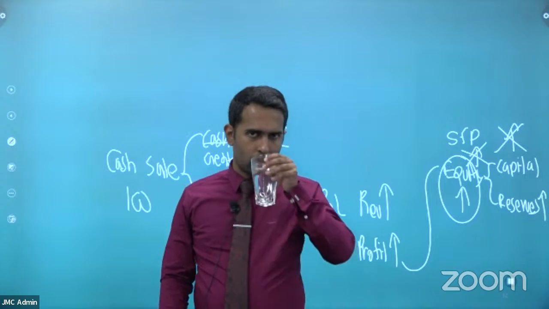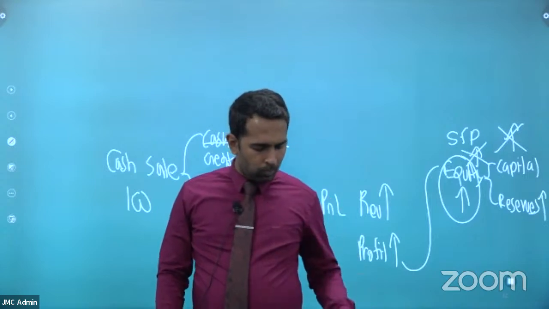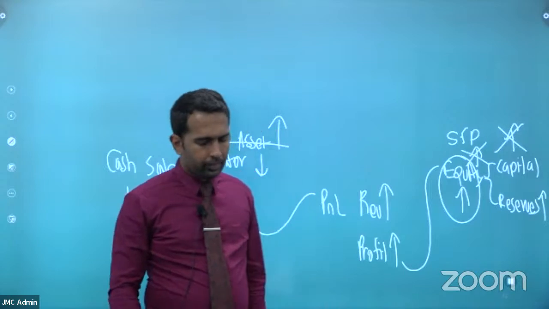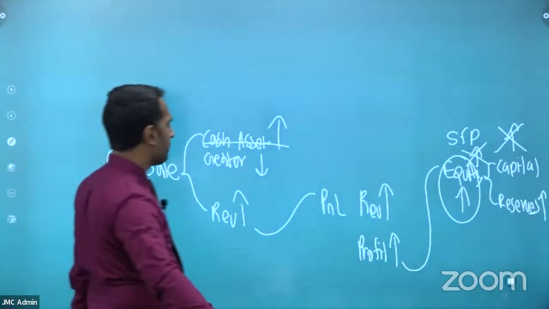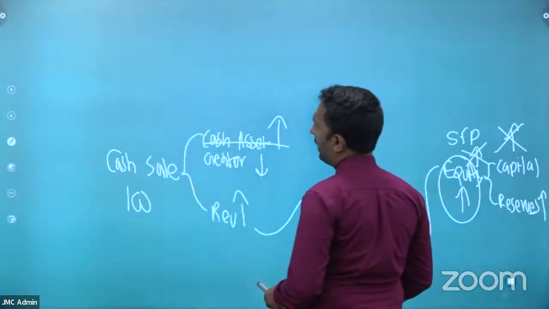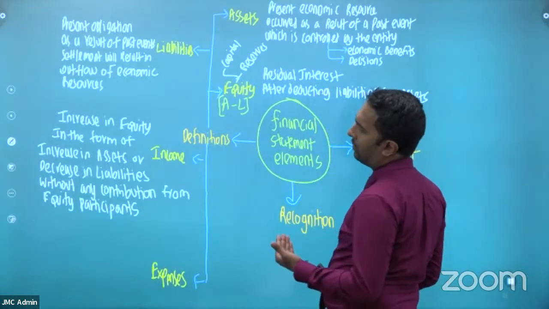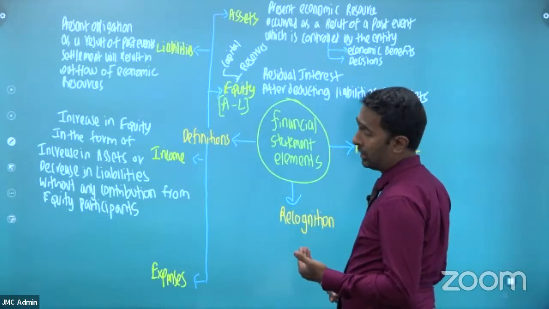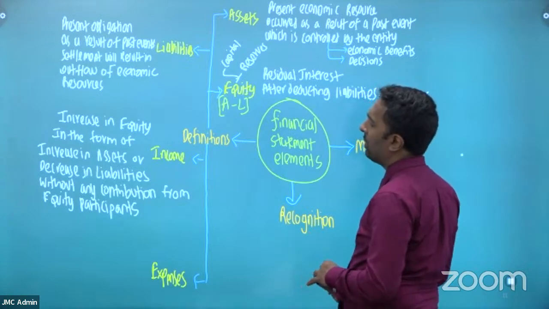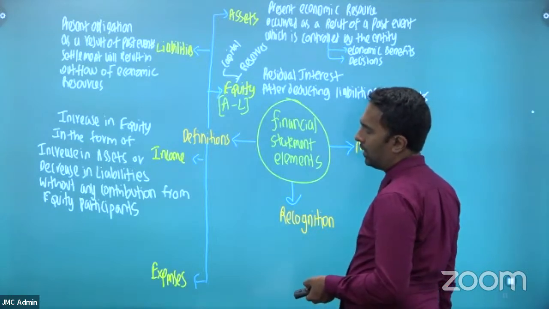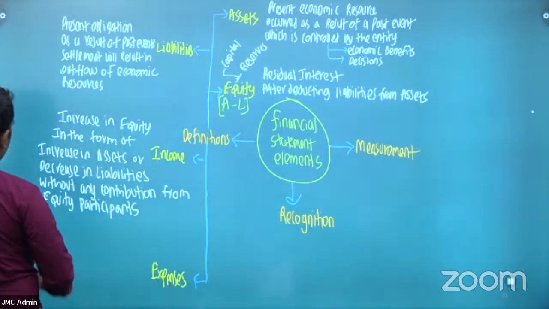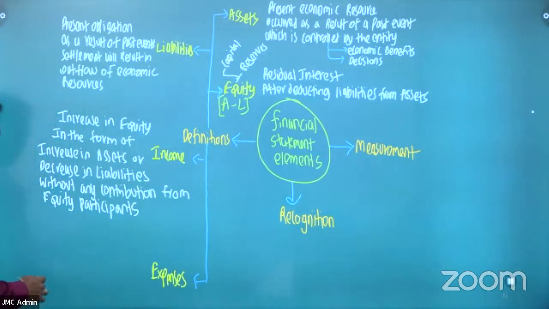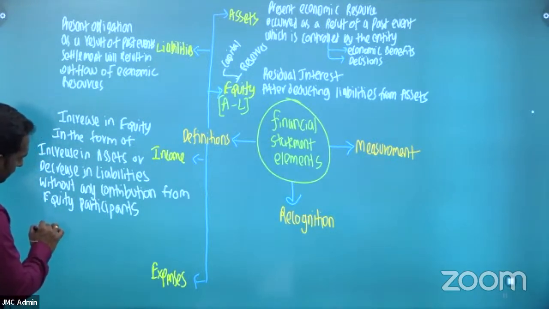That is an income. Okay, that is an income, right? So look at the definition of the income. So income can be defined as an increase in equity in the form of an increase in assets or a decrease in liabilities without any contribution from the equity participants. Right? Let's see the definition of expenses.